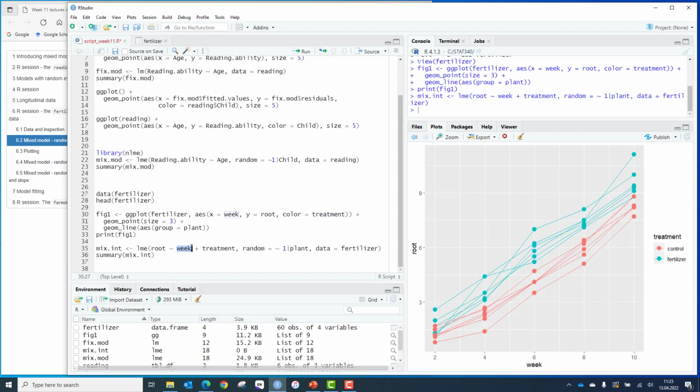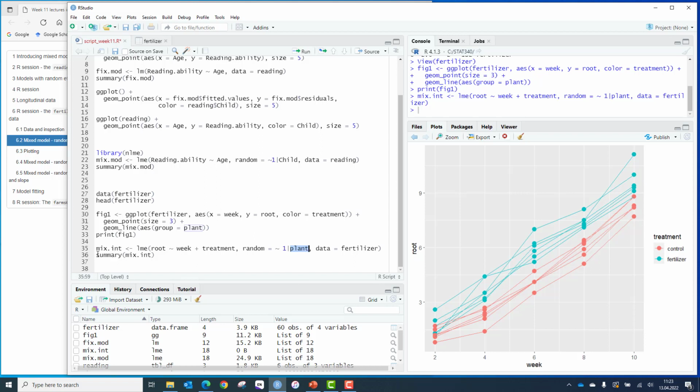And the week is now, so you can think of it as a regression model over week. This is a numeric variable, right? Well, this is a factor. So this is sort of an ANCOVA type of model, but with a random effect here. And now we say that the random effect affects the intercept, yes, and it's plant that is the grouping variable.